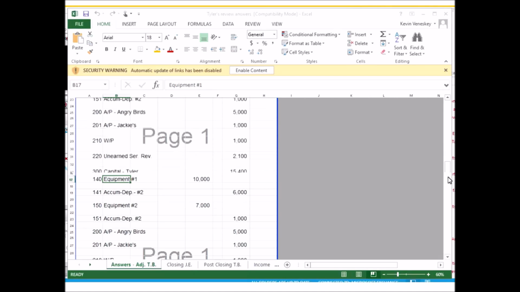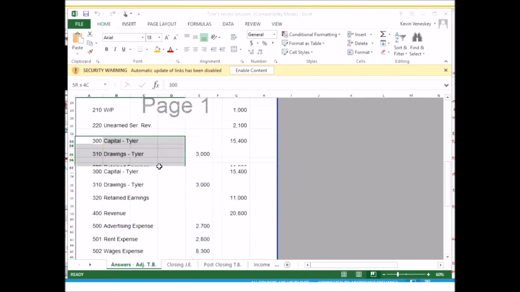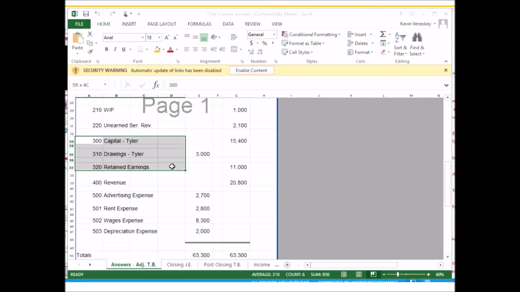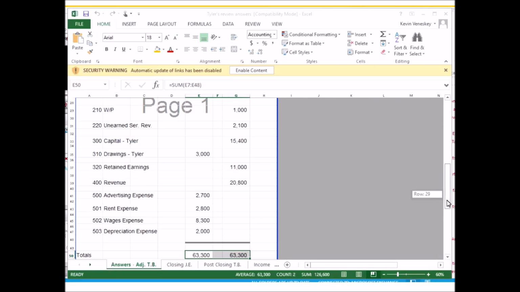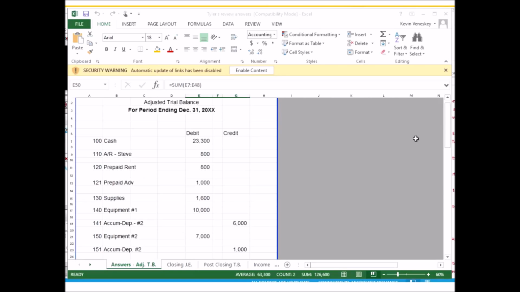Then I have the liabilities, and then I come down and I've got my owner's equity items, revenue, and then finally my expenses. And as you'll see here, one of the things that always has to happen is both columns always need to equal when you have a trial balance. We're going to talk more about that in a few weeks.